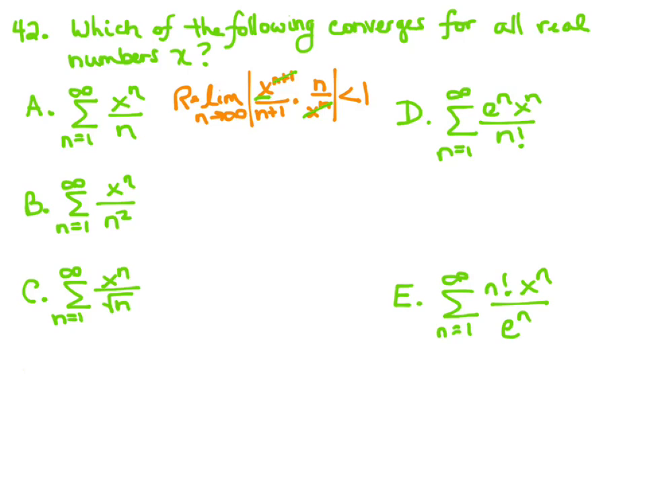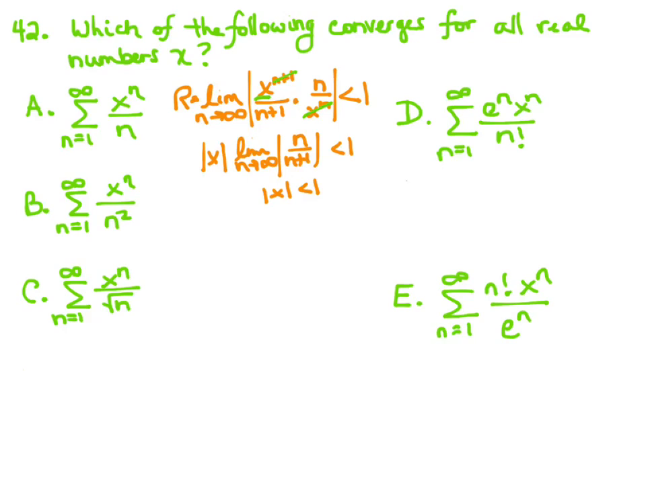The x term we're going to bring out into the front, absolute value of x, times the limit as n goes to infinity of n over n plus 1. Well, that limit is, of course, 1. And so what I end up with is the absolute value of x less than 1. Now, this is only going to be true for particular values of x. This is not going to be true for all real numbers x.